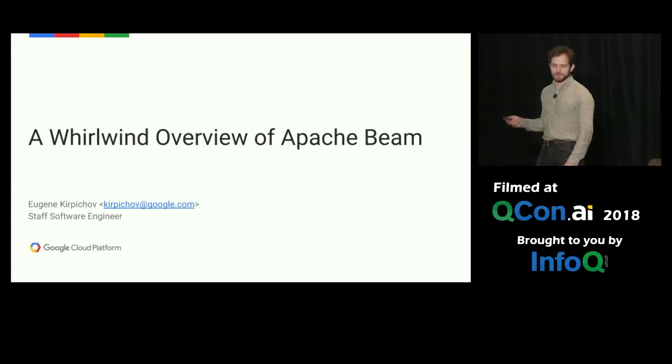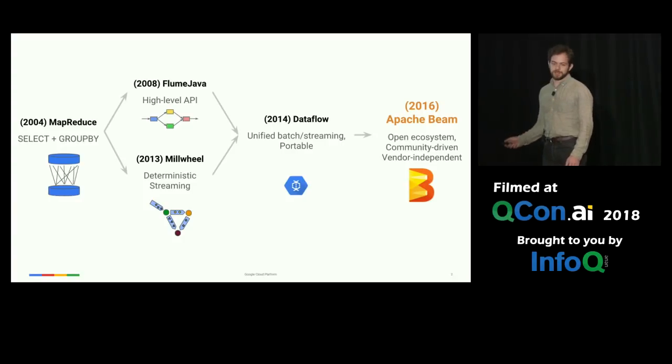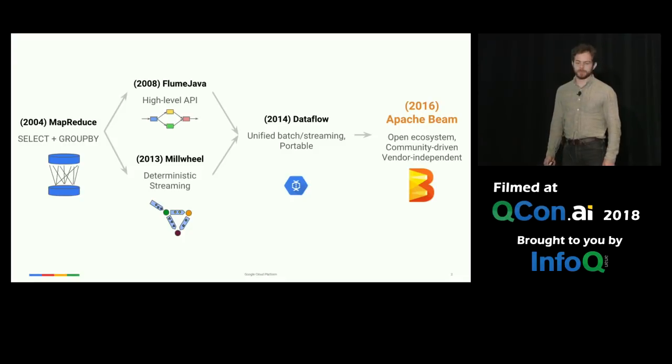So now I'm going to give you a really quick overview of the several core things that one needs to know about Beam. First, a little bit of history. It originated back in 2004 when Google created MapReduce, which was a distributed data processing programming model. But at its core, it's really just a huge select and a huge group by, and nothing more. It just does it really well in a distributed and fault-tolerant fashion.